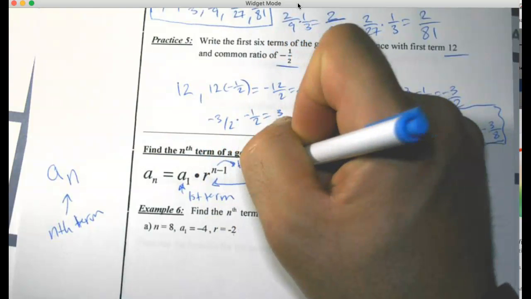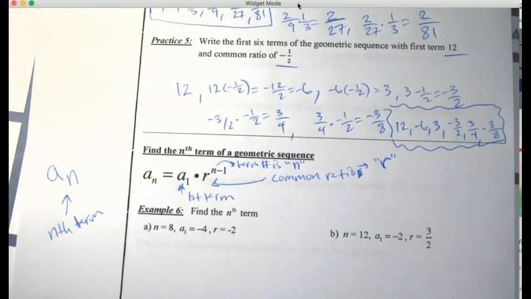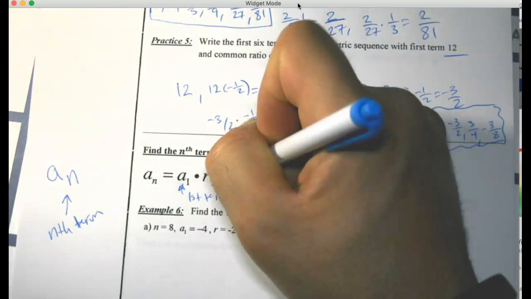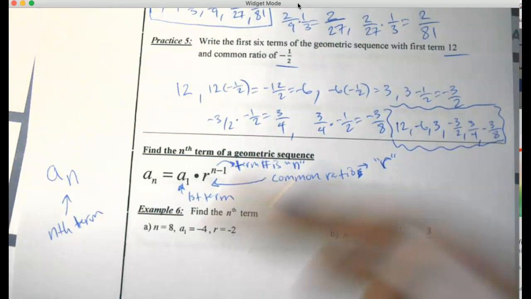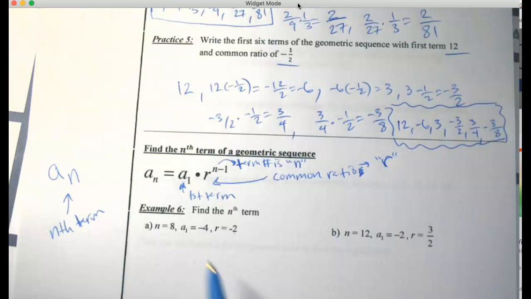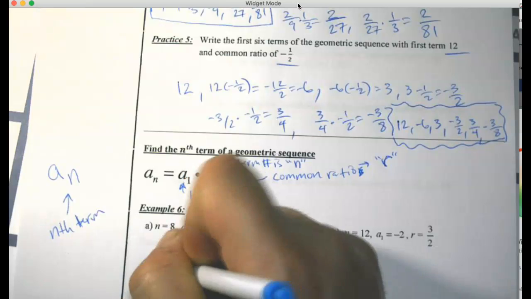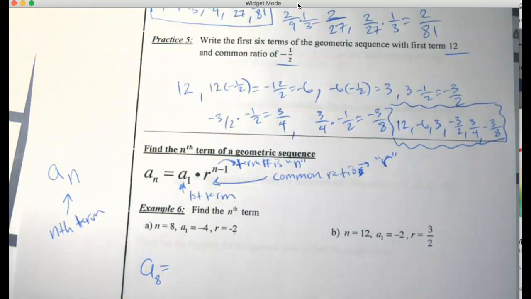Term number is n. So, that says term. So some similarities, some differences between the arithmetic sequences. Anyhow, if I want to find the nth term, n equals 8, a sub 1 is -4, r equals -2. So I can just plug these in, guys. So again, n equals 8 means find the 8th term. So a sub 8 represents the 8th term.